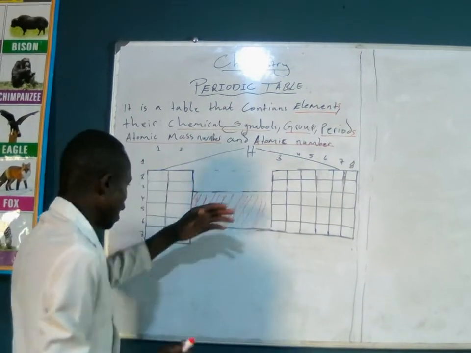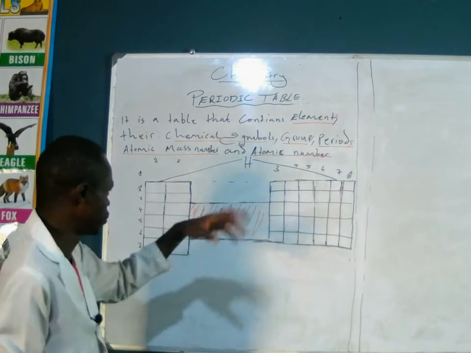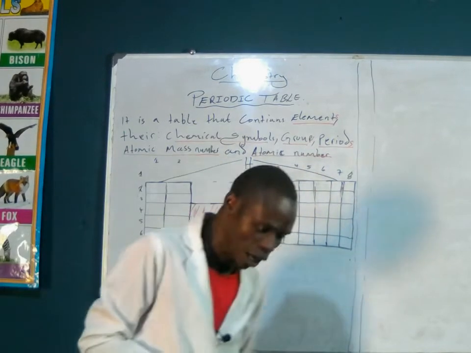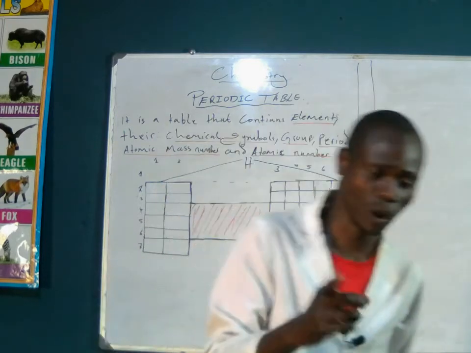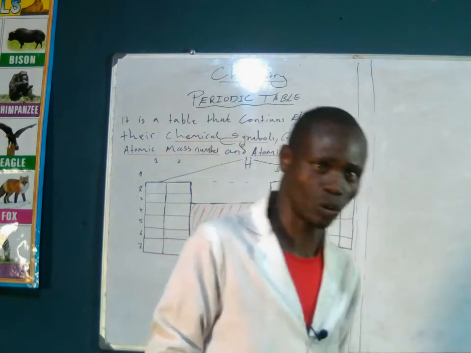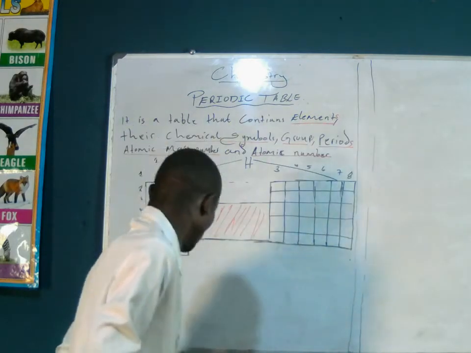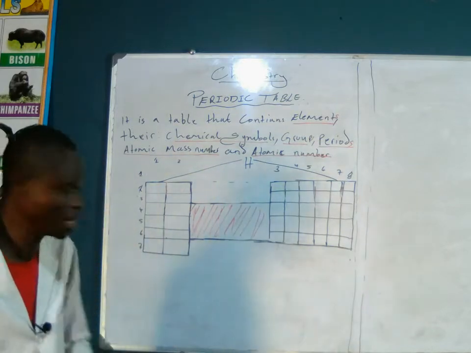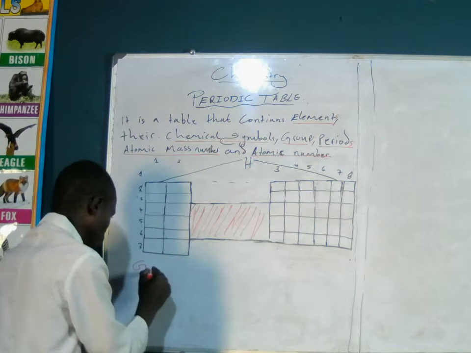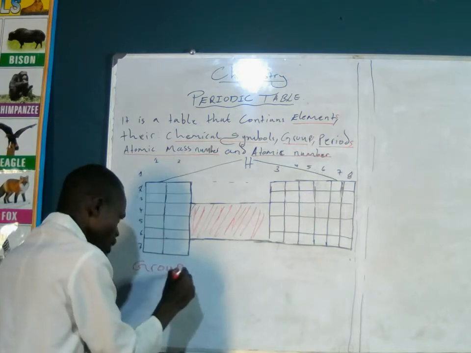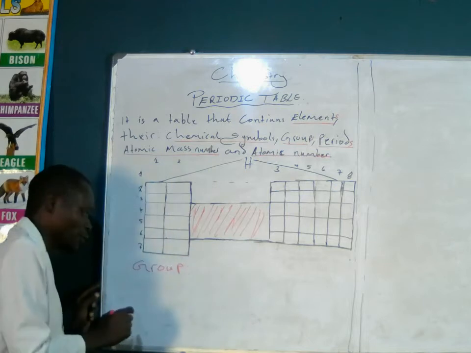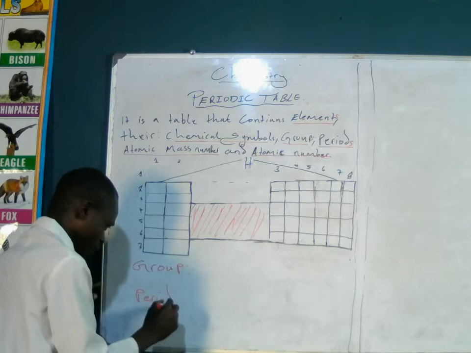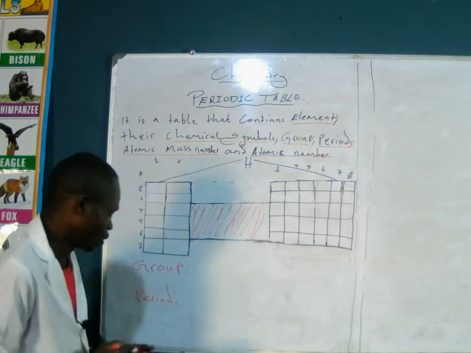Now let us look at this periodic table in this way. The periodic table contains what we call the groups. Apart from that, it also has what we call the periods. Now we need to look at these two things we have just mentioned. What is a group? We need to define a group, and we also need to define the period of the periodic table.